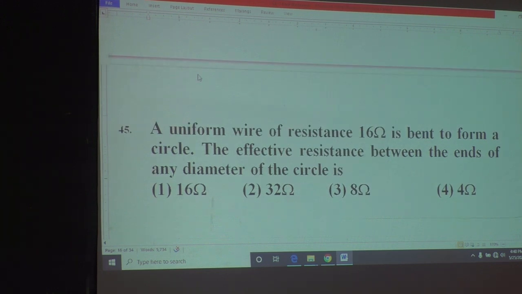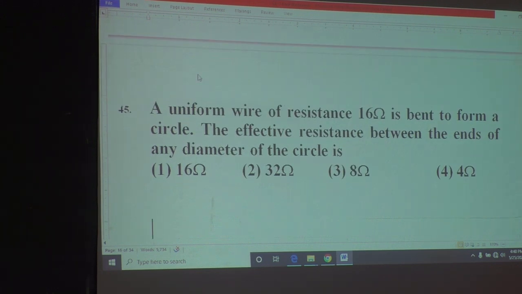Yes, 45. A uniform wire of 16 ohm is bent to form a circle. The effective resistance between the ends of the diameter of the circle. Now you see, you have to think of two things. When you have a circular wire and it is bent in the form of a circle, so you will have to take the effective value also.